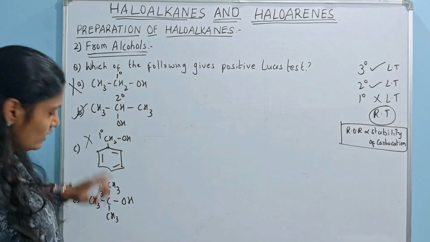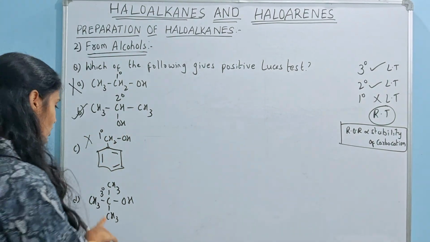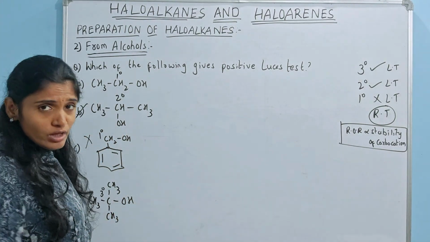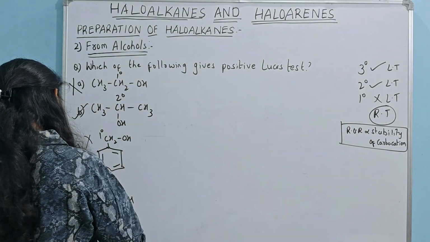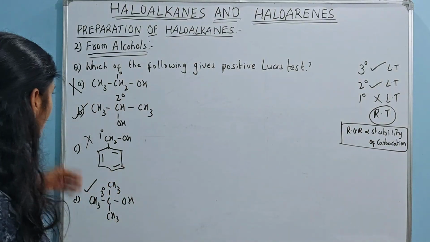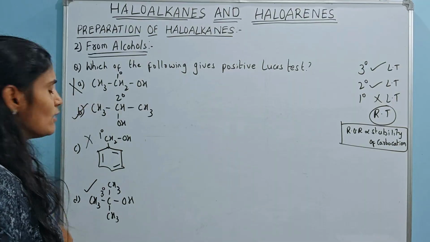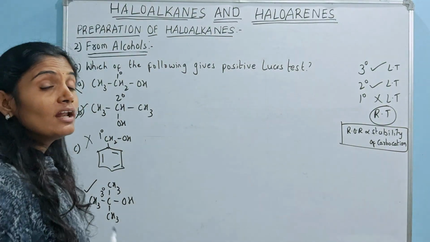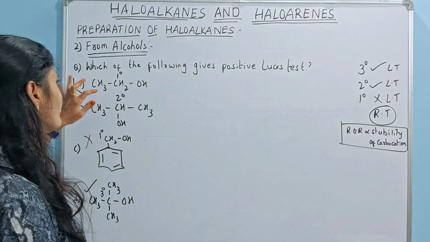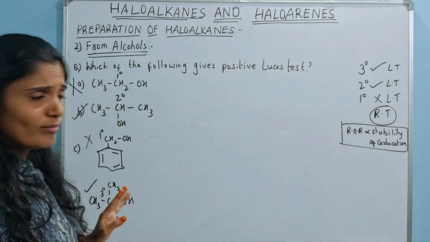Let me keep this on hold. I'll go to tertiary and come to here. This is a tertiary alcohol, forms a very stable carbocation, so it will give Lucas test. And you people will mark that. Okay, B and D will give Lucas test because they are secondary and tertiary alcohols, whereas A obviously will not give because it is primary alcohol.